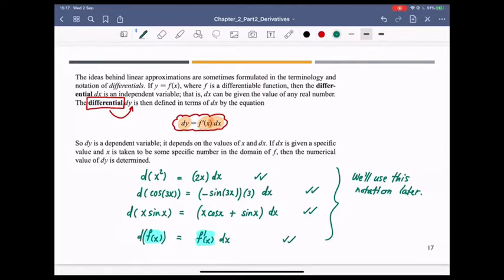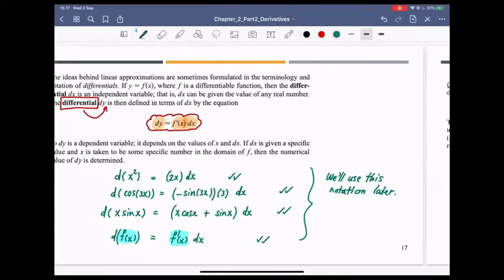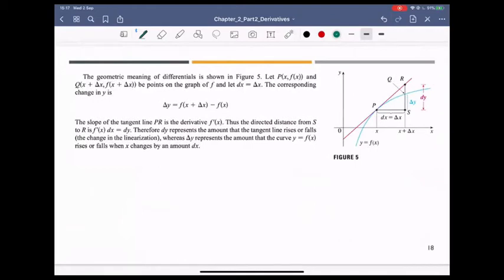So after I define the notation dy, the next step is, well, let's look at the difference between the notation dy and the notation delta y. If you look at the picture here, I have the curve y equal to f(x). This time I have the light blue one. This is the curve y equal to f(x), and I have the tangent line here.